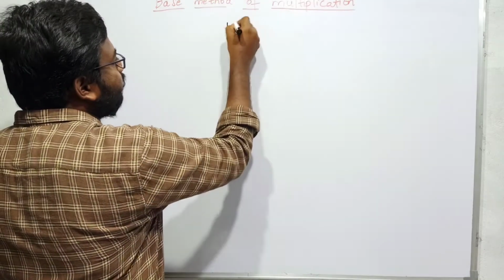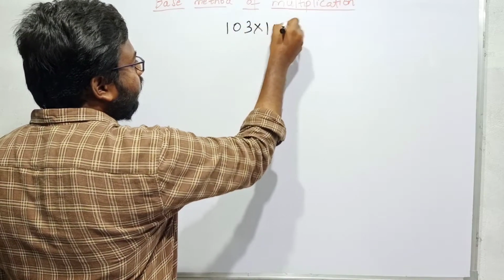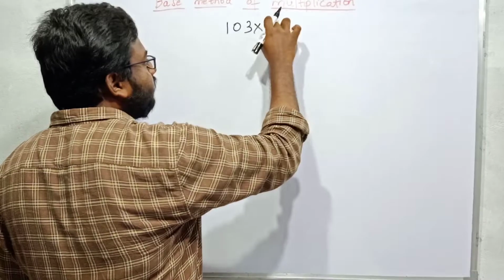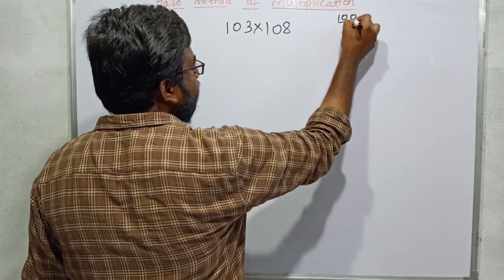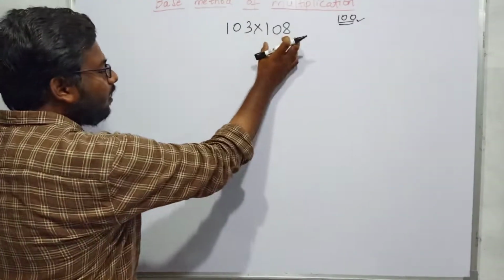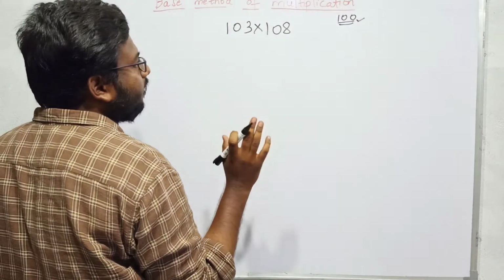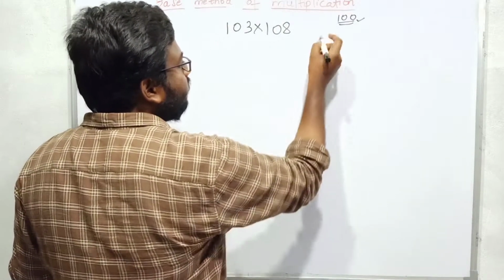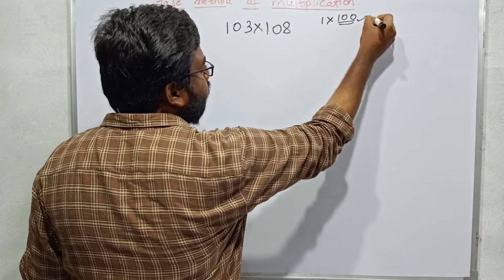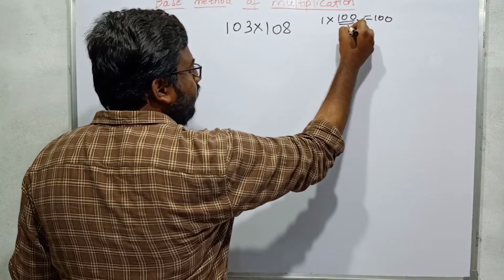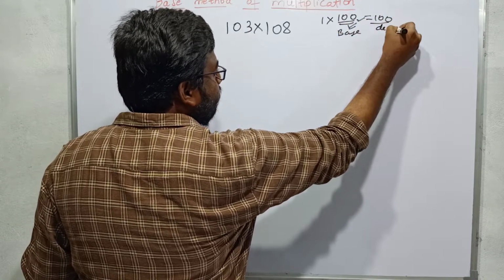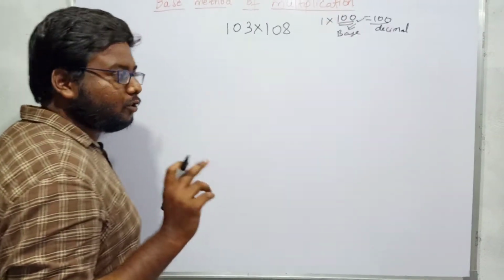For example, if I have to multiply 103 into 108, this is clearly near the base 100. What is meant by base? Here I will think of the base as 100 because these two numbers are clearly near the number 100. That is why I am calling this the base number. So I will write this base number as 1 into 100 equal to 100. Here this 100 is the base and this 100 will be the decimal number. This is the most important thing that you should keep in mind.